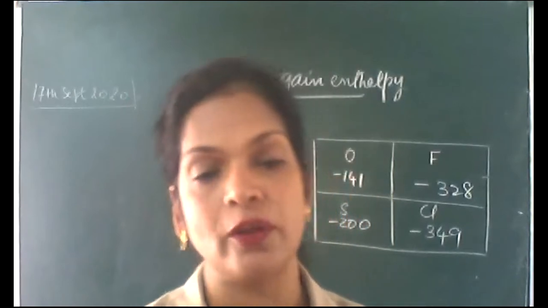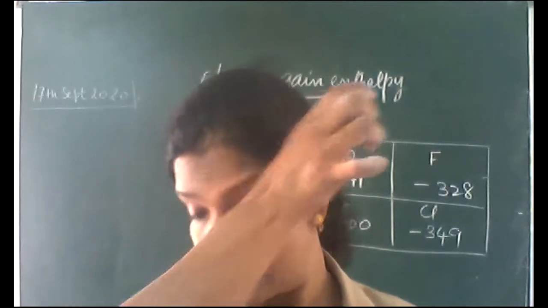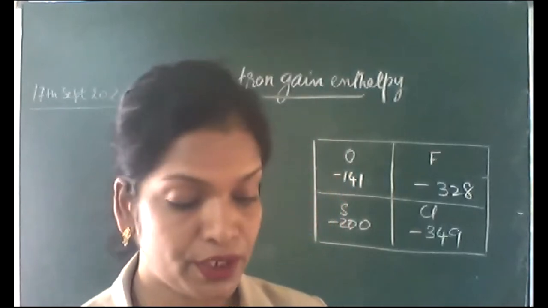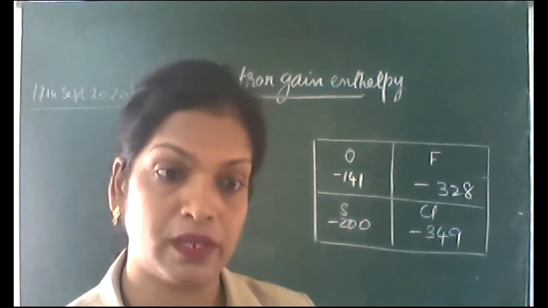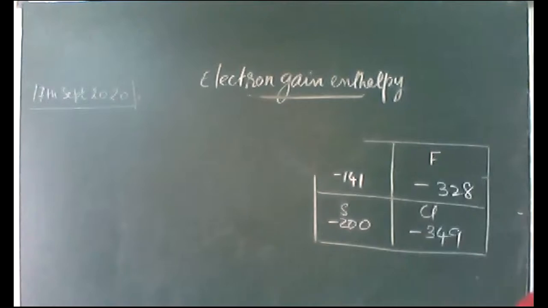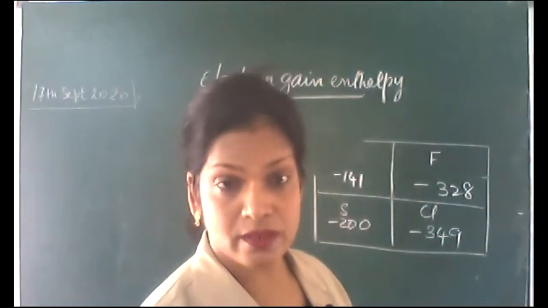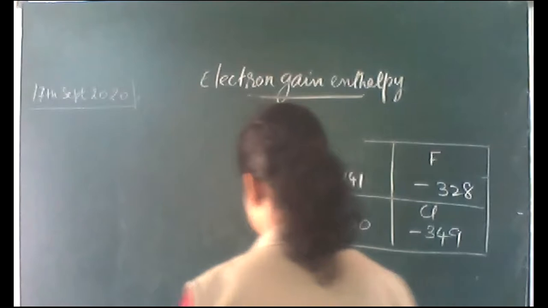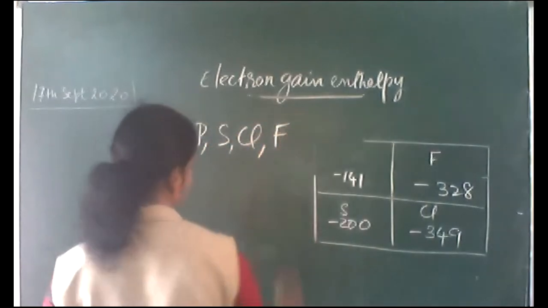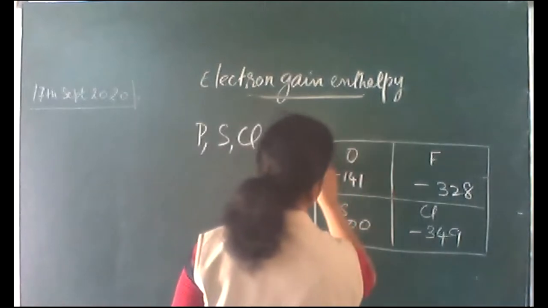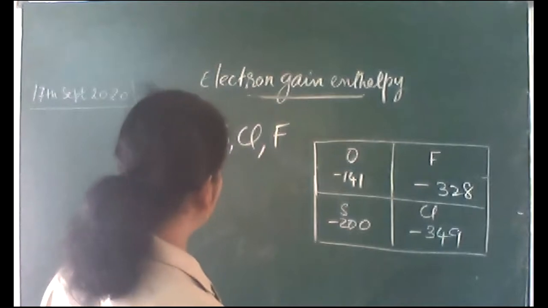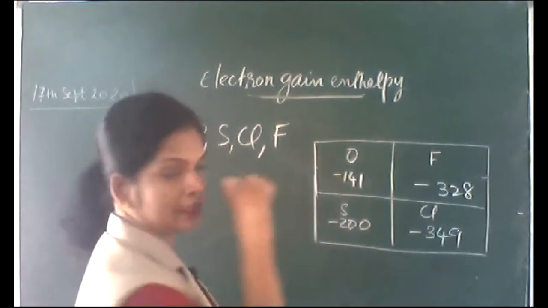Next question. Which of the following will have the most negative EGE and which the least negative? Phosphorus, sulfur, chlorine, fluorine. Now sulfur, chlorine, fluorine, they are here.